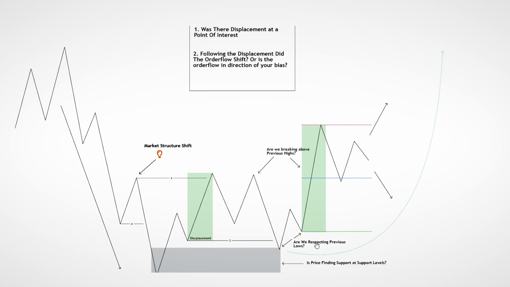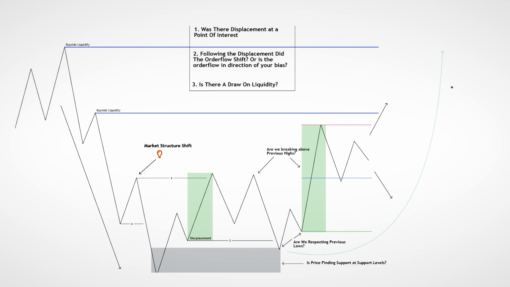These are specific questions that you should ask yourself. Is this indicative of bullish or bearish order flow? And as you can see, these are all in alignment with bullish order flow. Tapping into a point of interest, meaning we're finding support at a support level, respecting previous lows and taking out previous highs. This is indicative of bullish order flow and bullish market structure.